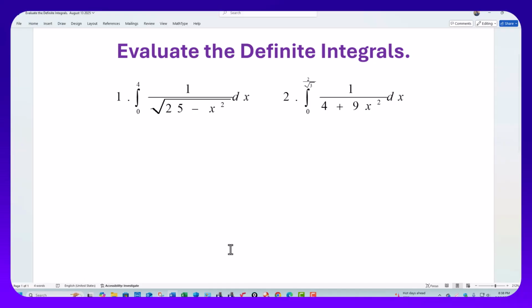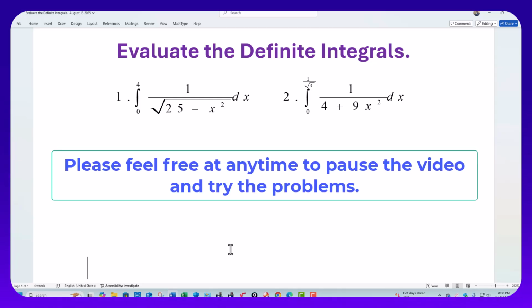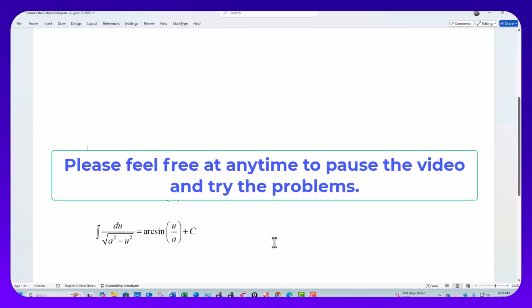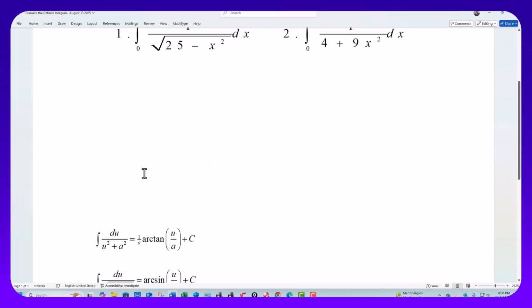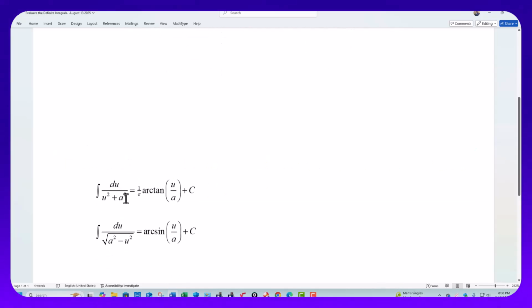In this video, we're going to evaluate two definite integrals, and the two formulas we're going to use are these right here. For the second one, we're going to use this formula here: the integral of du over u squared plus a squared is equal to 1 over a arctangent of u over a plus c. And for the first one, it's going to be the integral of du over the square root of a squared minus u squared, which is given by arcsine of u over a plus c.